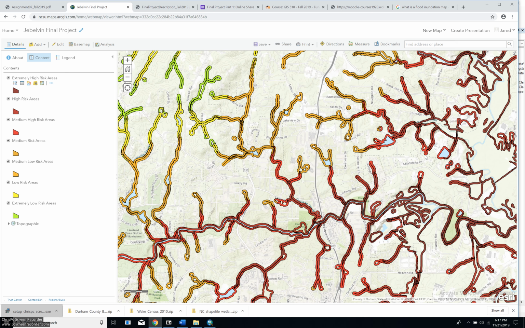Hopefully the combination of all these factors will produce an accurate map of areas in Durham that are at an increasingly high risk of flooding due to an increase in extreme precipitation weather events.